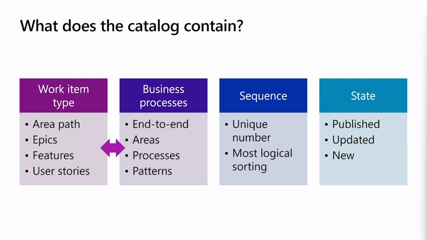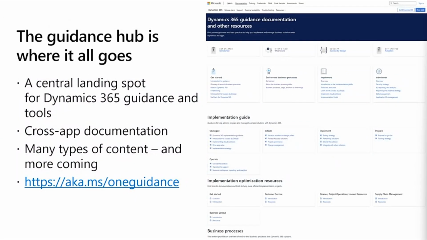Updated will indicate that we've made a change to that particular row, and new means it's an added row to the catalog since the last version that we published. So the Guidance Hub is where all of the documentation related to each of these pages go.